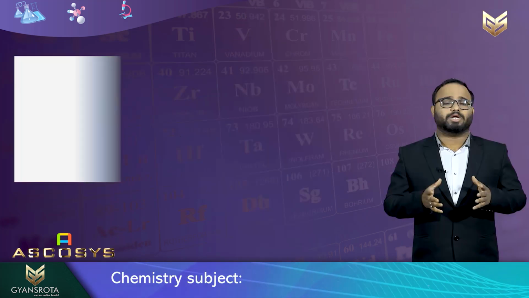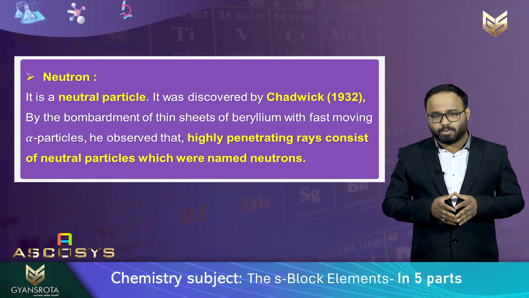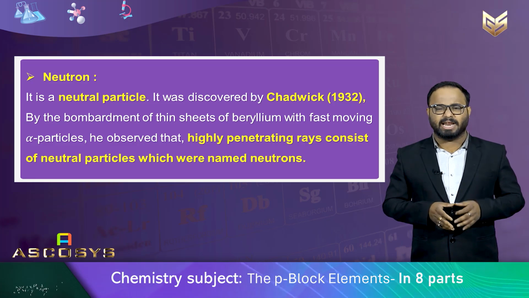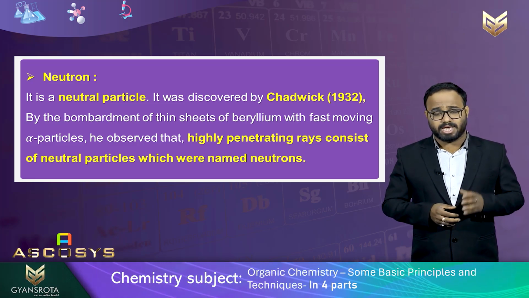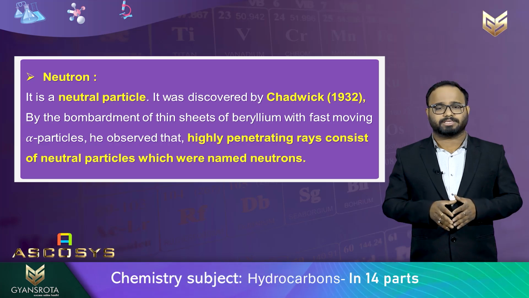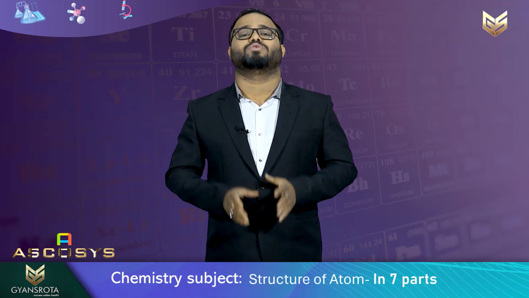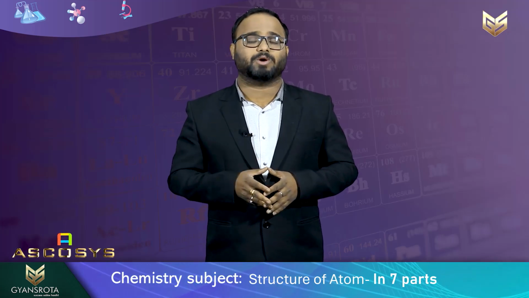We have the neutron. It is a neutral particle discovered by Chadwick in the year 1932. By bombarding thin sheets of beryllium with fast moving alpha particles, it was observed that highly penetrating rays consisting of neutral particles were produced, which were named neutrons. Then you have the different particle sizes and ratios. These protons, electrons and neutrons together are called the subatomic particles. After the discovery of protons, neutrons and electrons, the next part will be the different atomic models that we are going to study.